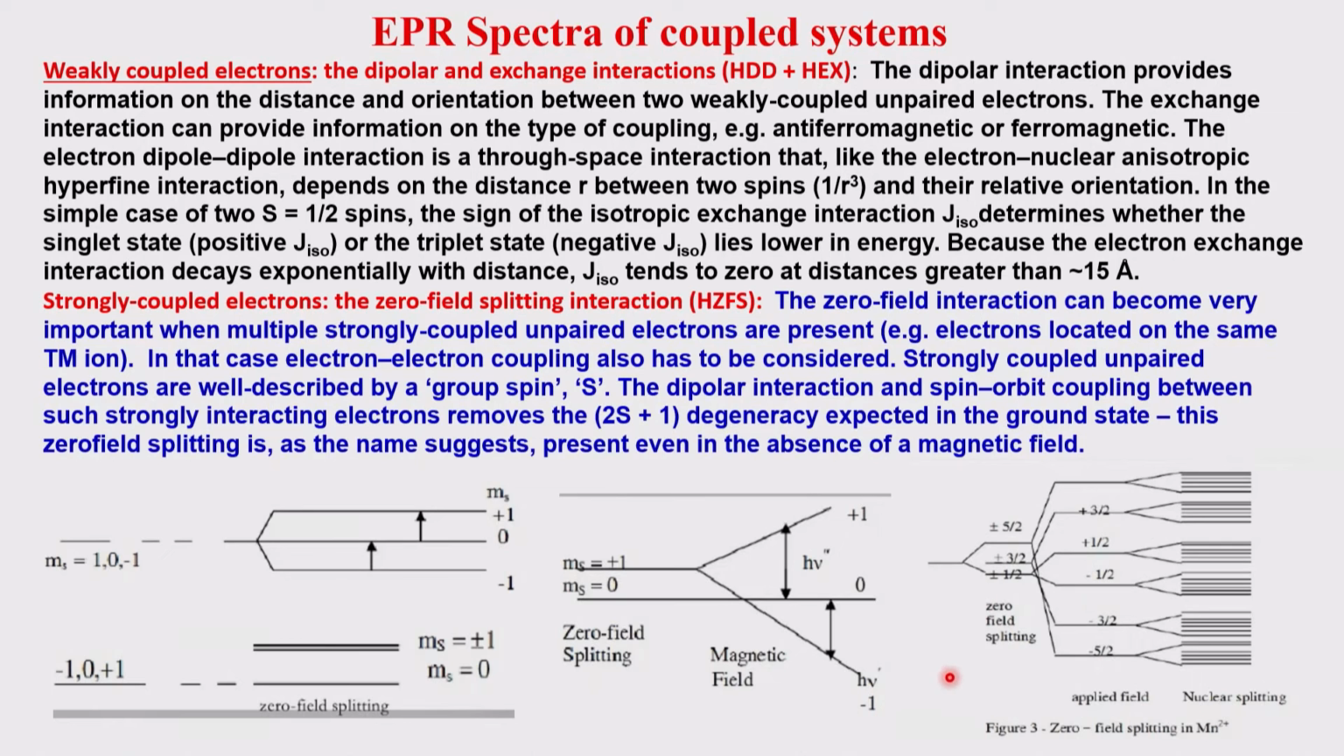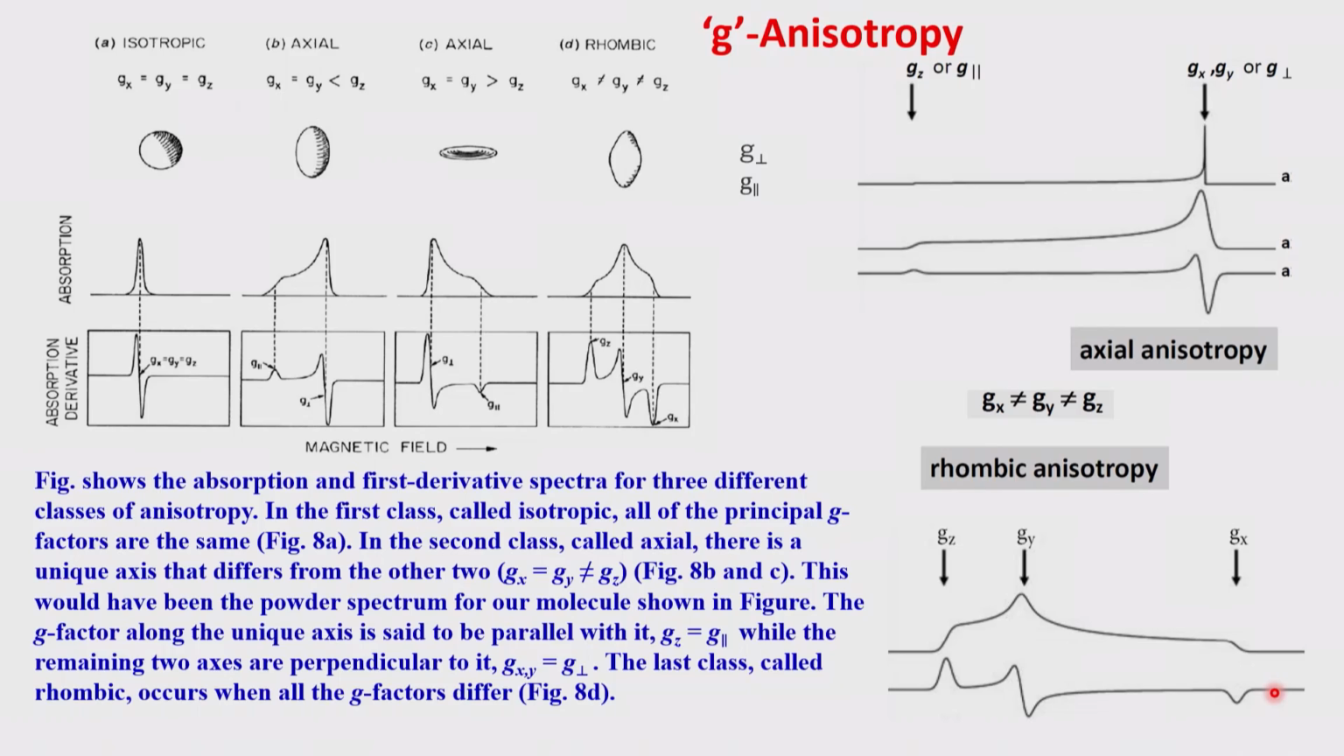Similarly, for 5 over 2, we will have plus or minus half, plus or minus 3 by 2, plus or minus 5 over 2. This, in the absence of a magnetic field, is known as zero field splitting. So strongly coupled electron systems will partly have this non-degeneracy even without any magnetic field, and under an applied magnetic field they will all split further, into plus and minus 3 by 2, plus and minus half, and plus and minus 5 by 2. You will get all those corresponding lines, and therefore a quite different signature.